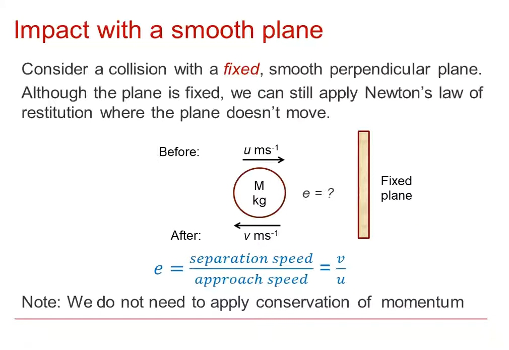So here we've got a mass of m kilograms moving at a speed u meters per second towards the perpendicular plane, and it rebounds at a speed of v meters per second. So E is the separation speed, which is v, that's the speed of the mass moving away from the perpendicular plane, divided by the approach speed u, which is the speed of the mass as it approached this perpendicular plane. Note, we do not need to apply conservation of momentum when we have a fixed vertical plane. Newton's law of restitution is the method we would use.